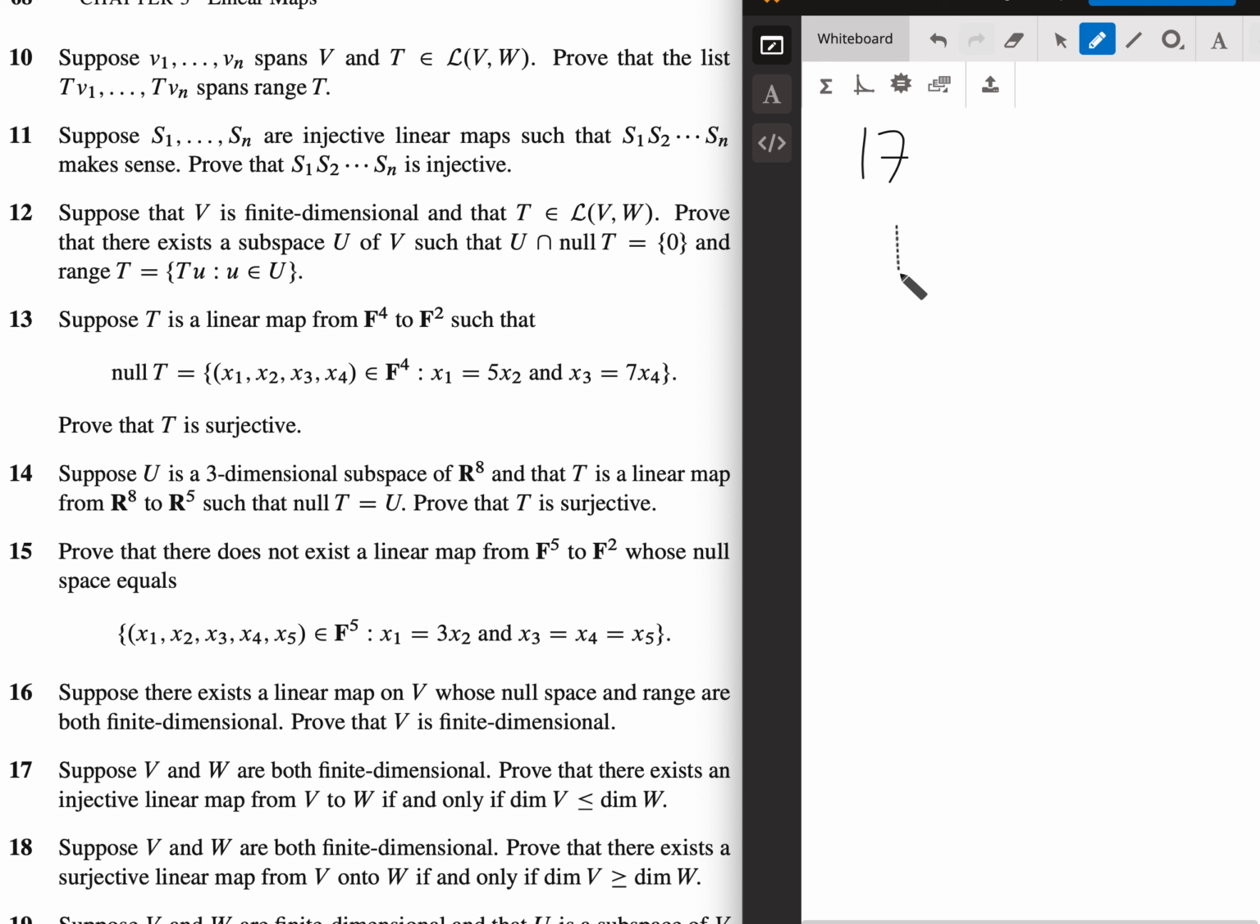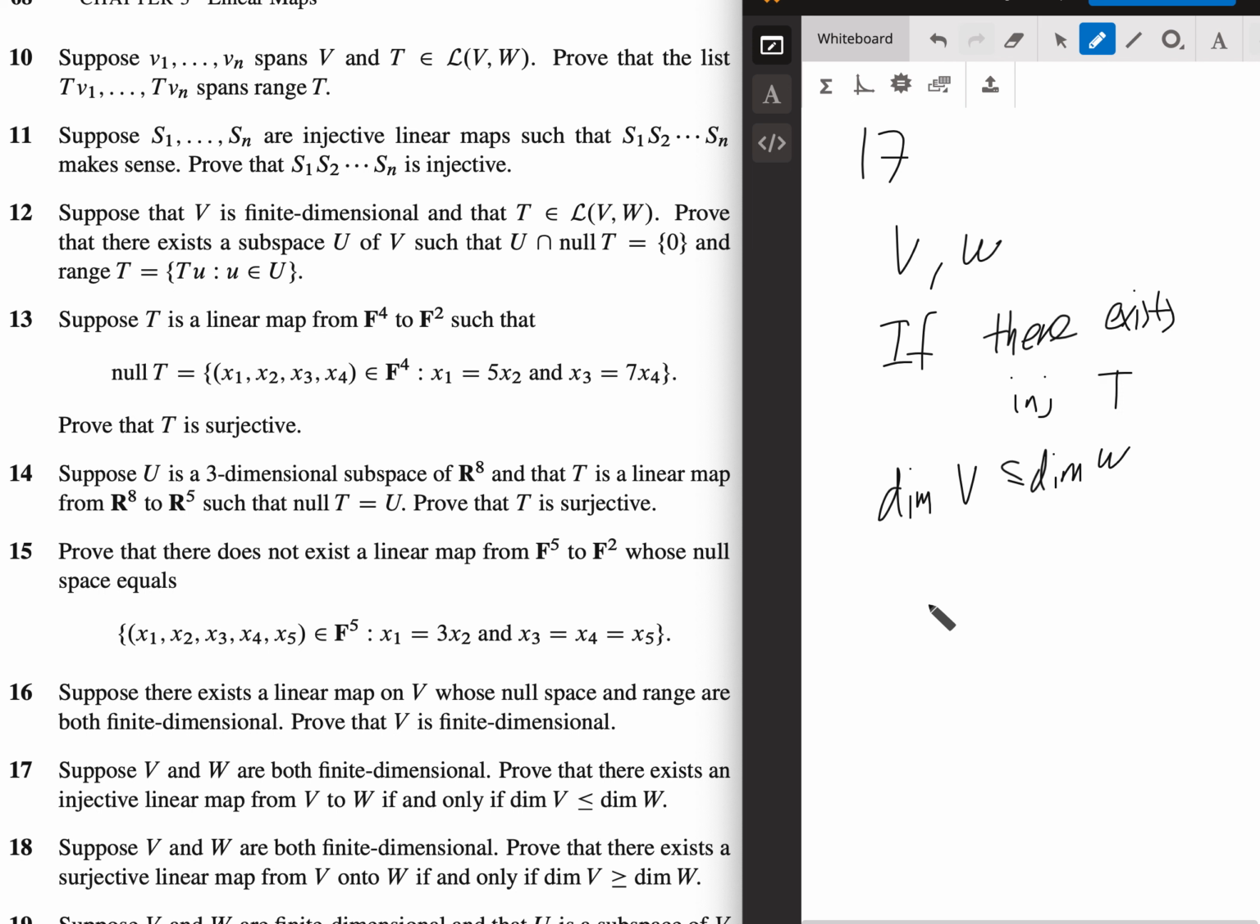Question 17. Suppose V and W are both finite dimensional. Prove there exists an injective linear map from V to W if and only if the dimension of V is less than or equal to the dimension of W. So first let's go the forward direction. If there exists an injective linear map, then the dimension of V is less than or equal to the dimension of W.